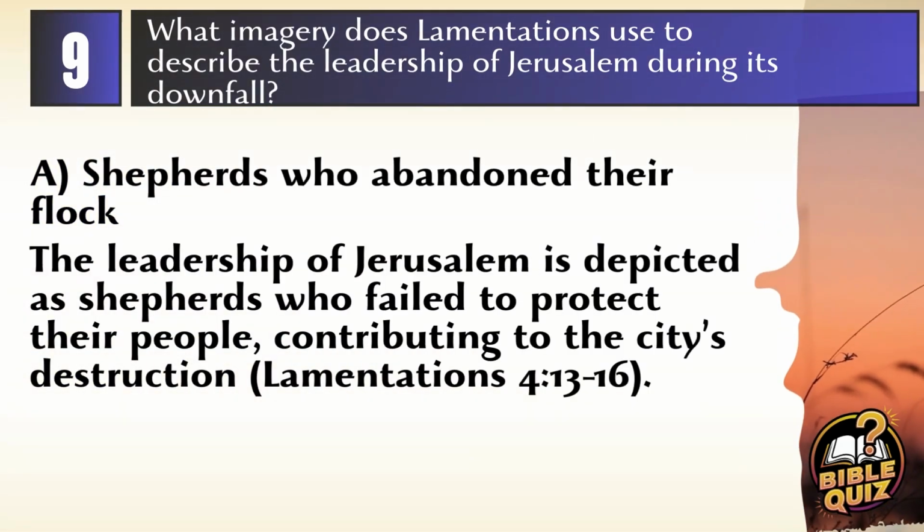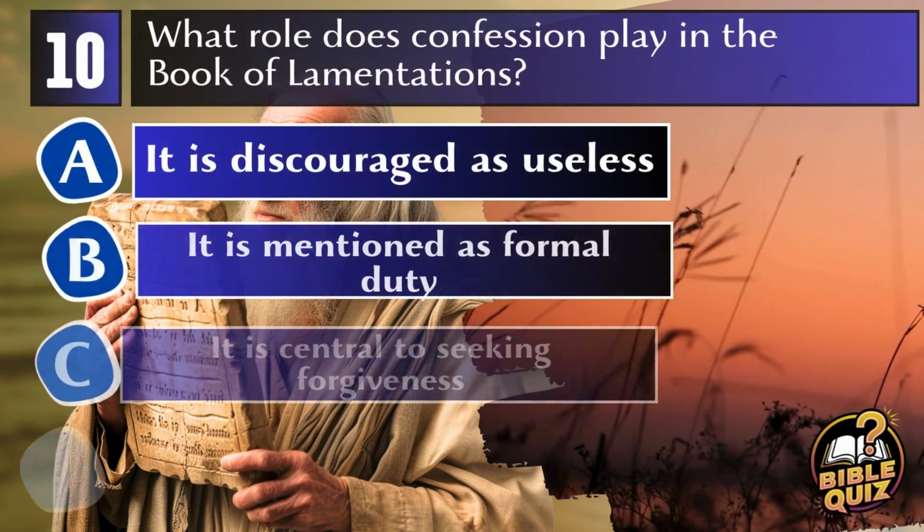Answer A. Shepherds who abandoned their flock. The leadership of Jerusalem is criticized as shepherds who failed to protect their flock, contributing to the city's vulnerability and downfall. Lamentations 4:13-16. Question 10.